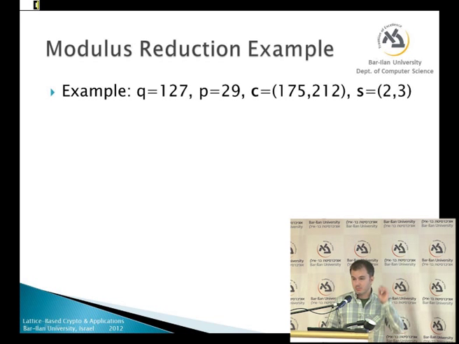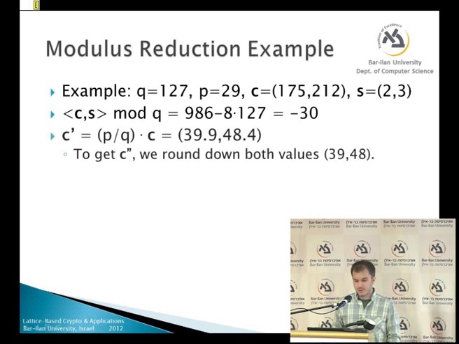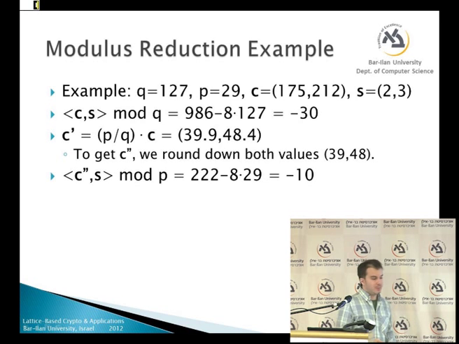Okay, so if you enjoy actual numbers, here's an example. You have Q equals 127, P equals 29. I have some ciphertext vector and a secret key. You take the dot product, and you can see it's 986. To reduce it, you subtract 8 multiples of 127, and you get minus 30. Now we do modulus reduction: we multiply by P over Q, and you get 39.9 and 48.4. You round in such a way that these numbers have the same parity as the original ciphertext vector, so you round to 39, which is odd, like 175, and you round to 48. And you just test it. One example doesn't prove the rule, but yes, it works.